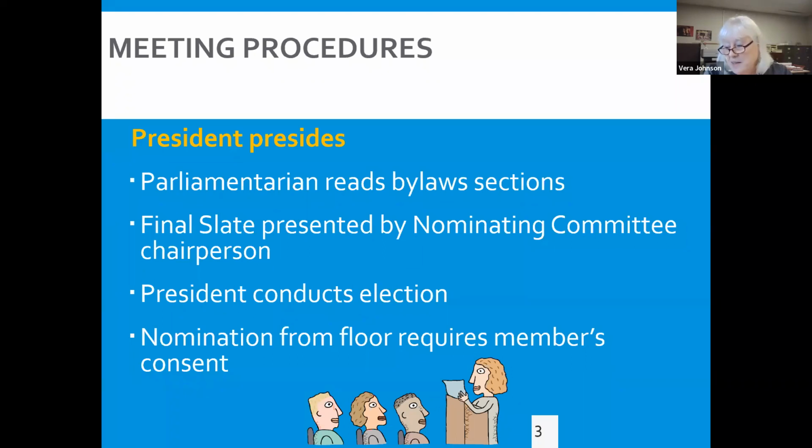The president then states, according to our bylaws, nominations from the floor are now in order. For president, list the name, say Sam Smith is nominated. Are there further nominations from the floor? Wait a few moments for a response and then say, seeing none, the nominations for president are closed. The president then goes through each elected position, including any vacant, asking for nominations from the floor. A nomination from the floor requires the member's consent.